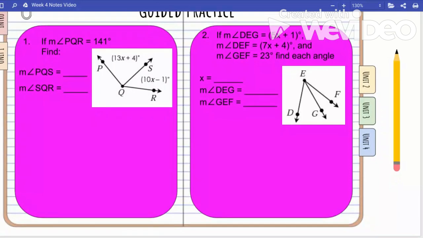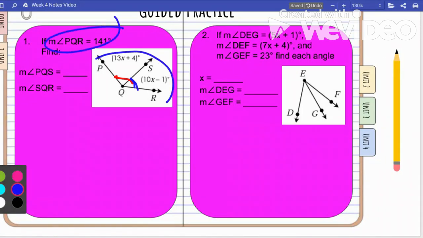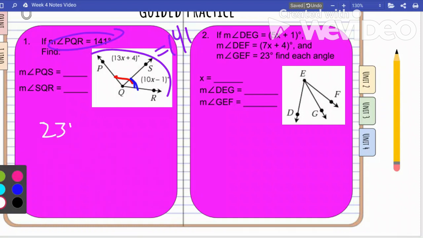Okay, so our guided practice, we're given PQS is 13x plus 4, and we're given angle SQR is 10x minus 1, and then it told us angle PQR, that's the whole thing, is equal to 141. So we're given the two pieces and we're given the total. So we take the two pieces, add them together. We get 23x plus 3. We're going to set that equal to 141.